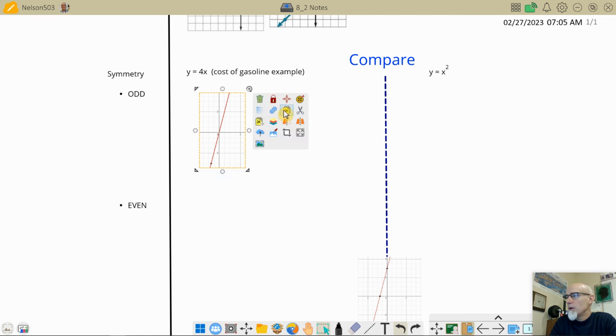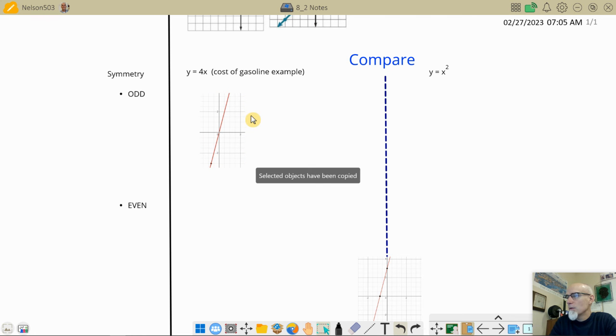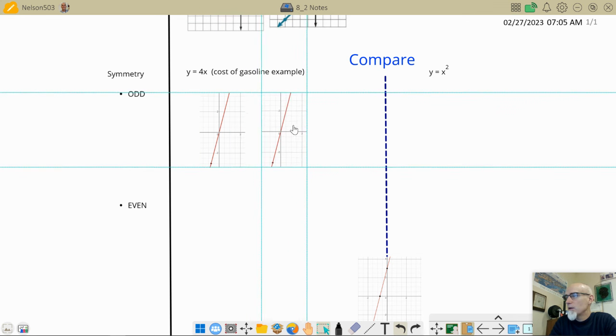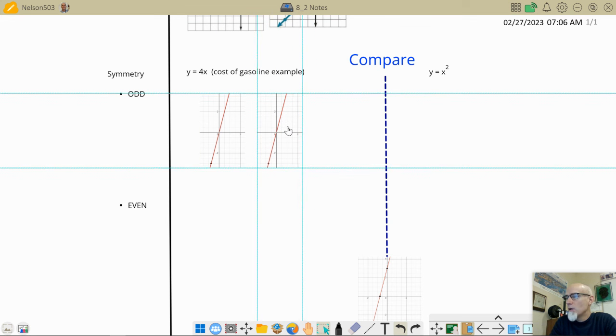Oh, no, it didn't do it. Let's get a copy. Okay, it's been copied. Now I paste it. Okay, there it is. Now we've got a copy. Okay, why did I want to do that?